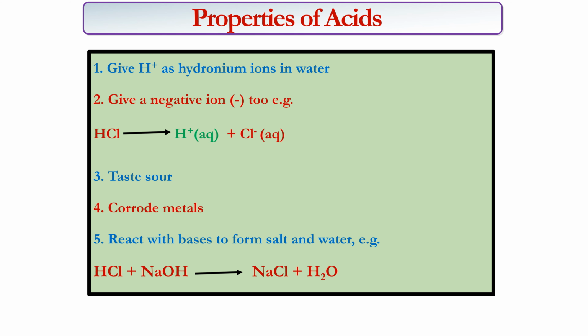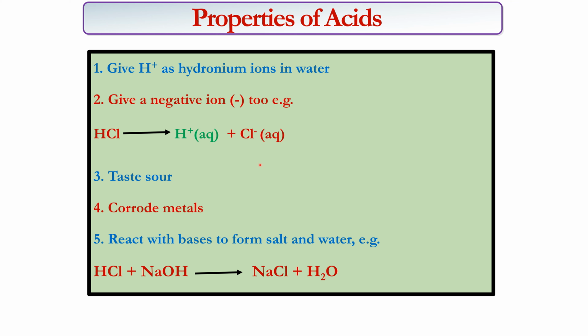We now look at properties of acids. Acids produce hydrogen ion as hydronium ions in water, like we said earlier. It produces a negative ion too. For example, HCl will dissociate to form H plus and Cl minus. So an acid produces both hydrogen ion and a negative ion as well.